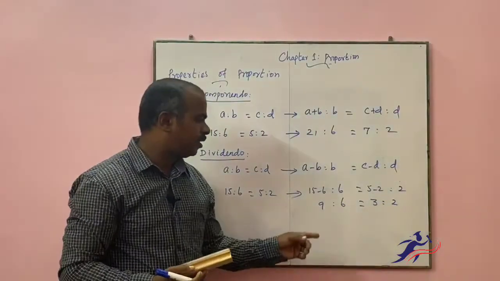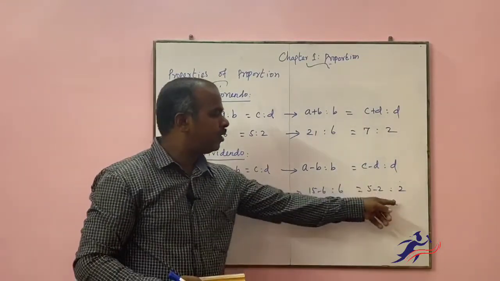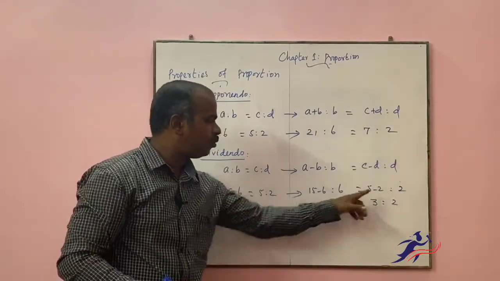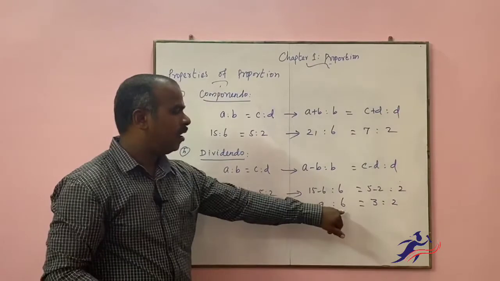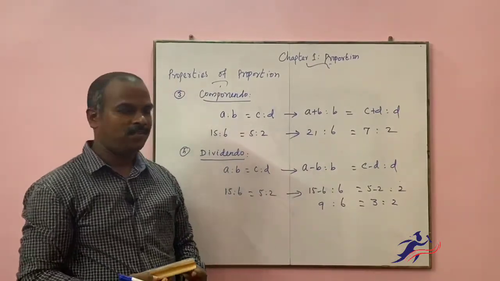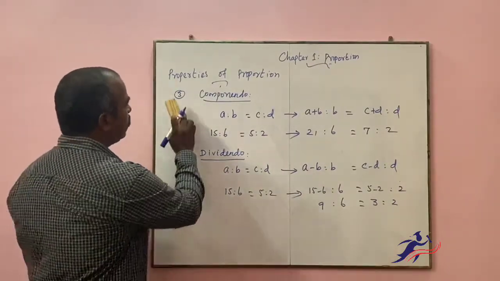Now again you check, 9 twos are, that is product of extremes, 9 twos are 18 and 6 threes are 18.